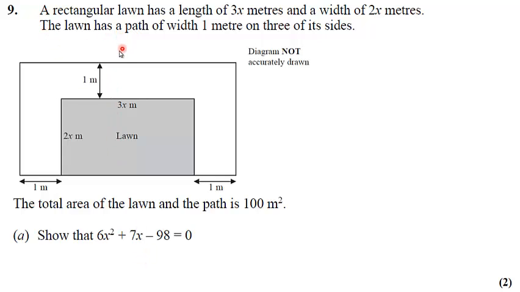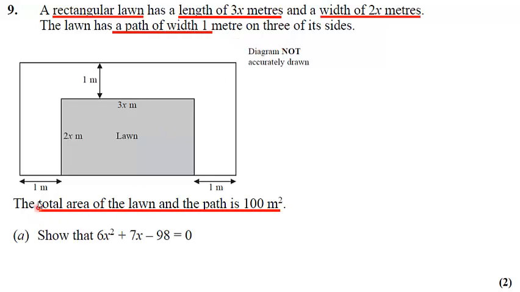A rectangular lawn has a length of 3x meters and a width of 2x meters. Okay, I could see that in the question. Here's the lawn. They've labeled it lawn, and its length is 3x and its width is 2x. The lawn has a path of width 1 meter on 3 sides. Okay, so there is the path, and it's 1 meter wide all the way along.